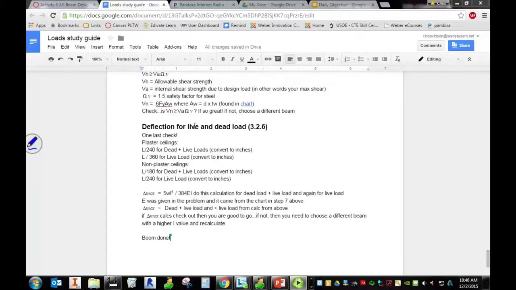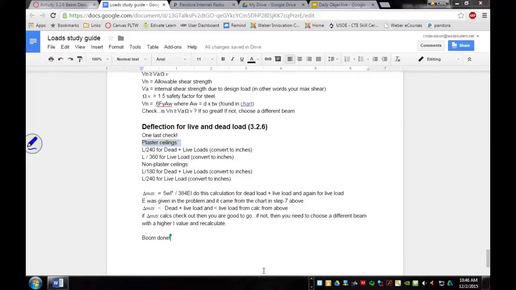Okay, last thing, let's talk deflection. One last check. I've often used the example of putting in a hot tub in a second story bathroom that wasn't designed for it. Those joists weren't designed to support that weight. They're going to flex more, they're going to deflect more, they're going to bend more, and you're going to crack the plaster ceiling in your house.